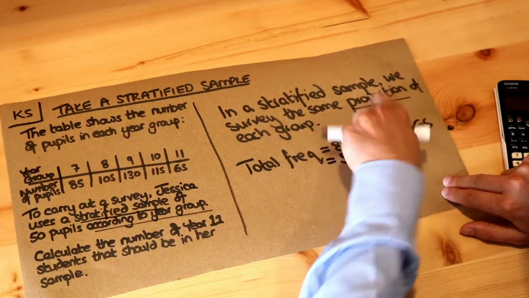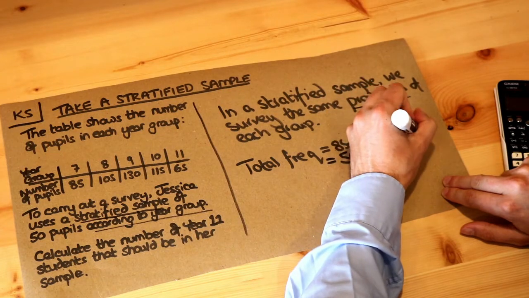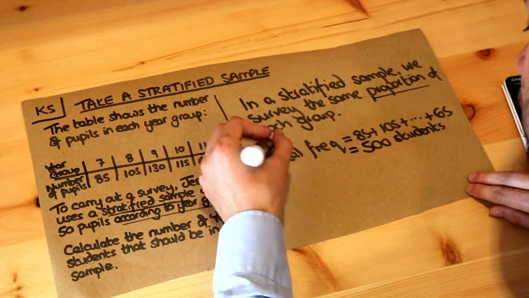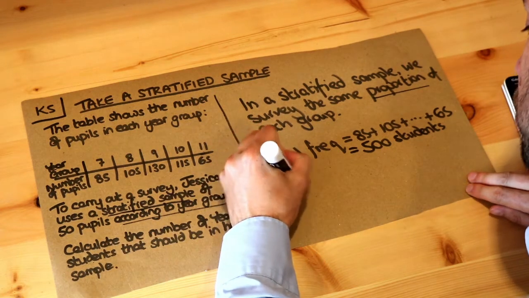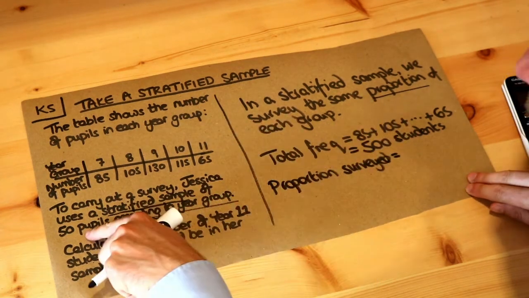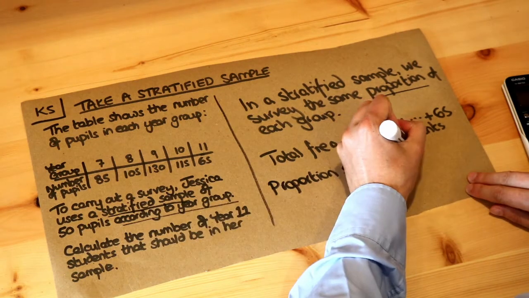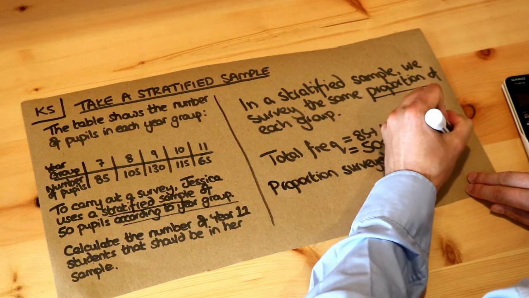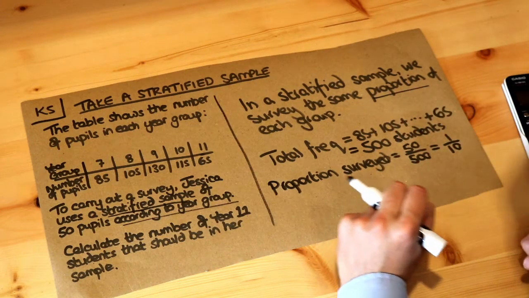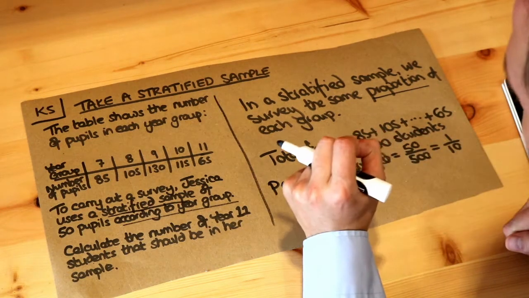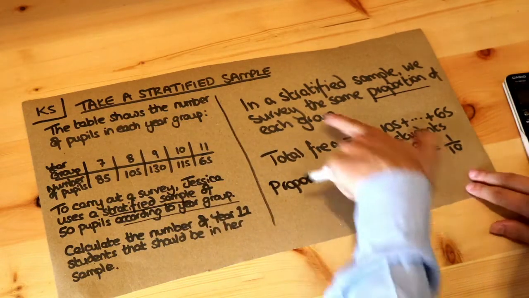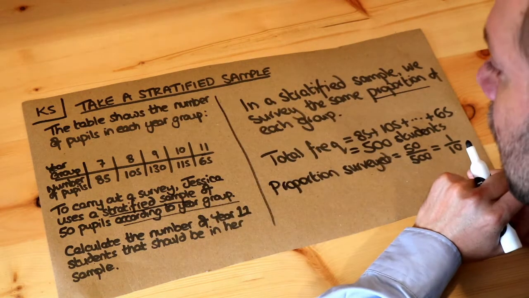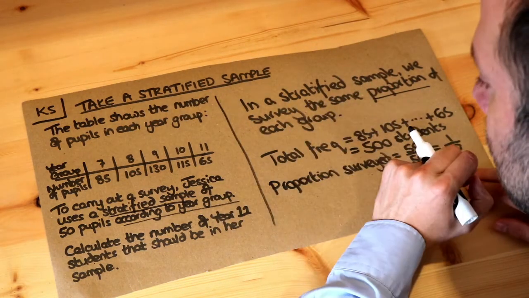So what proportion of the students are we surveying? Well, we're doing a sample of 50 pupils, so the proportion surveyed is 50 out of the total of 500 students. So that simplifies to 1/10. That means we're surveying 1/10 of the whole school, which means by this we need to survey 1/10 of each of the year groups to make it fair.